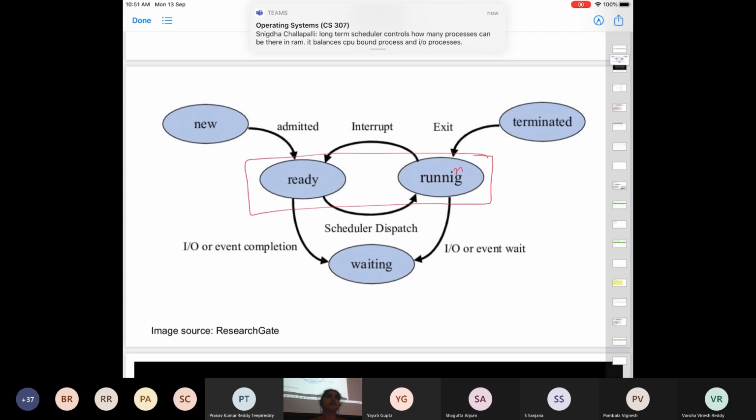Any ideas? So we had some ideas in the last class. Priority, yes, that was one idea we discussed. So maybe I should pick the process from the ready queue which has the maximum priority and allocate it the CPU. Okay, any other idea? Snigdha says the long-term scheduler controls how many processes can be in RAM. It balances CPU-bound processes and input-output bound processes. Yes, correct. So that was the job of the long-term scheduler. Now we are talking about the short-term scheduler.